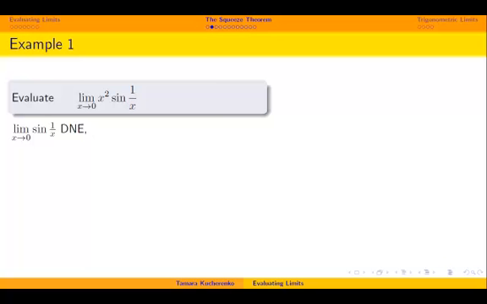First note that the limit at 0 of sine of 1 over x does not exist because of oscillation. We established this fact graphically and numerically in our first lecture on limits. Therefore, we cannot use the product law to calculate this limit. Instead, we apply the squeeze theorem.